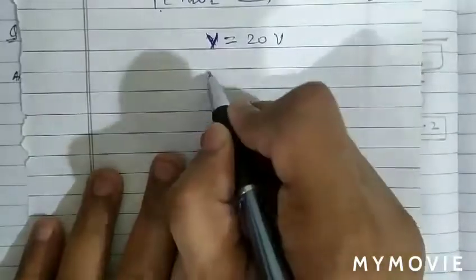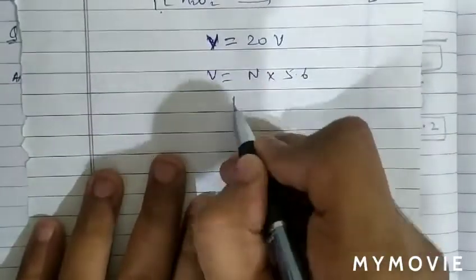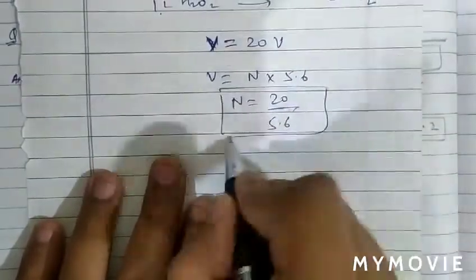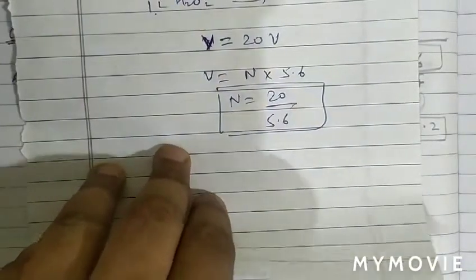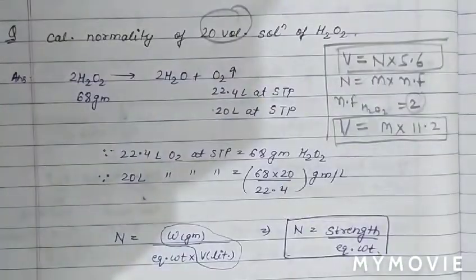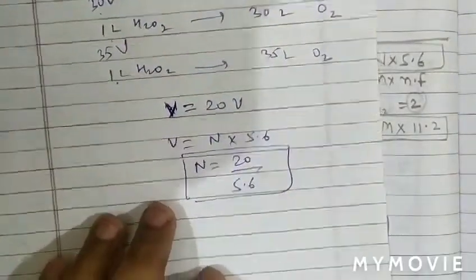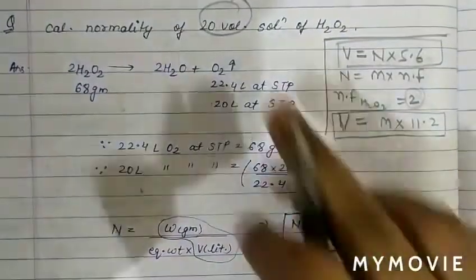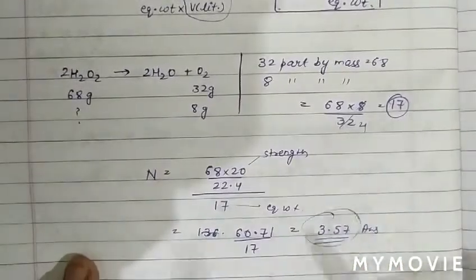As we know, volume strength is normality into 5.6. So normality will be volume 20 divided by 5.6. 20 divided by 5.6 is equal to 3.57. So this is the normality. We can directly check the answer by using the shortcut. So this is the answer.